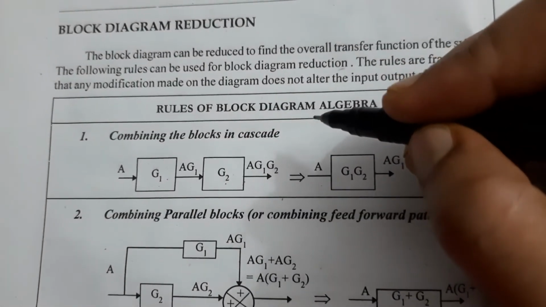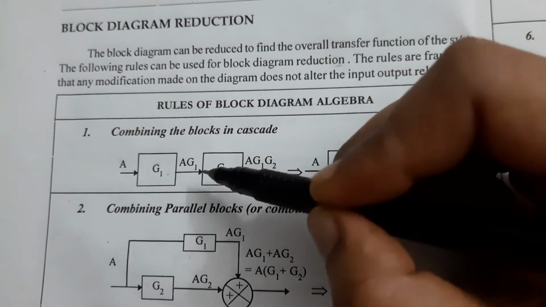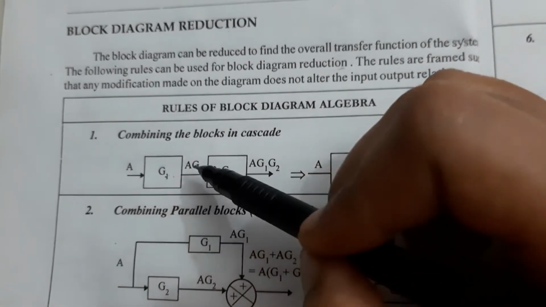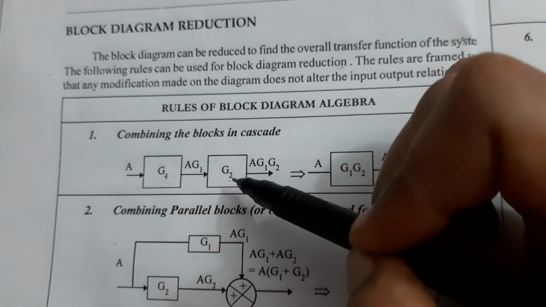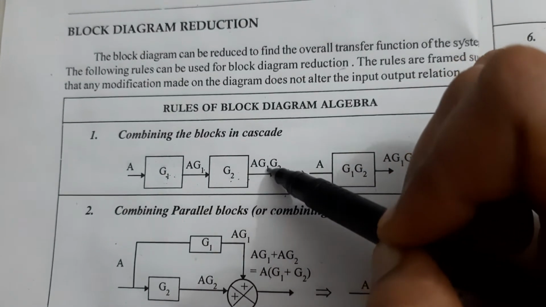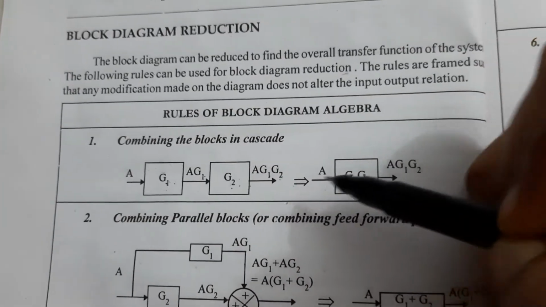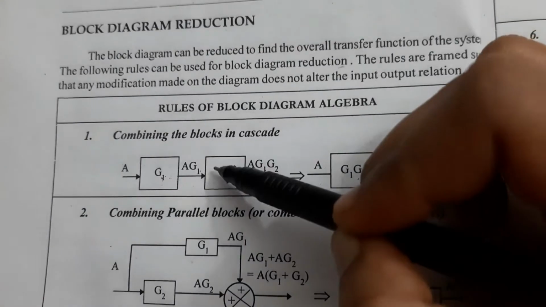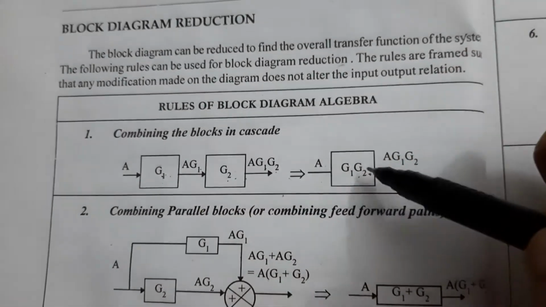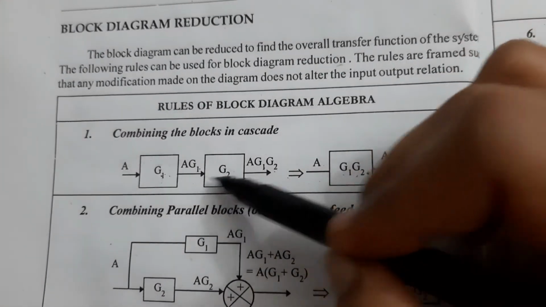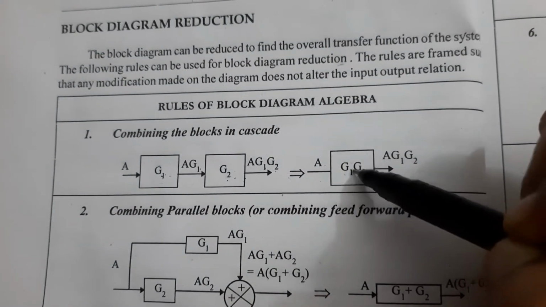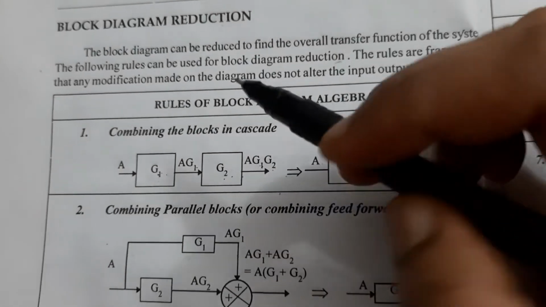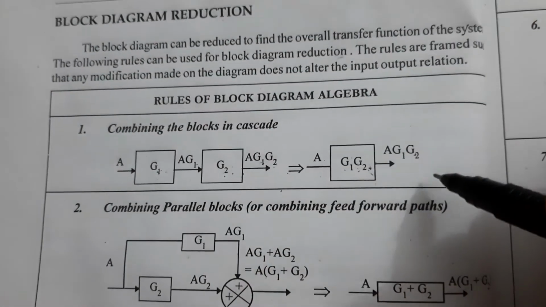So the first rule is combining the blocks in cascade. This is the input to the first block, G1, and we will get A G1 here. With G2 we will get A G1 G2 here. This is converted to A as input, and these two blocks are merged together and we get G1 G2. For a series connection we get the multiplication G1 G2, and the result is the same. So combining the blocks in cascade is the first rule.